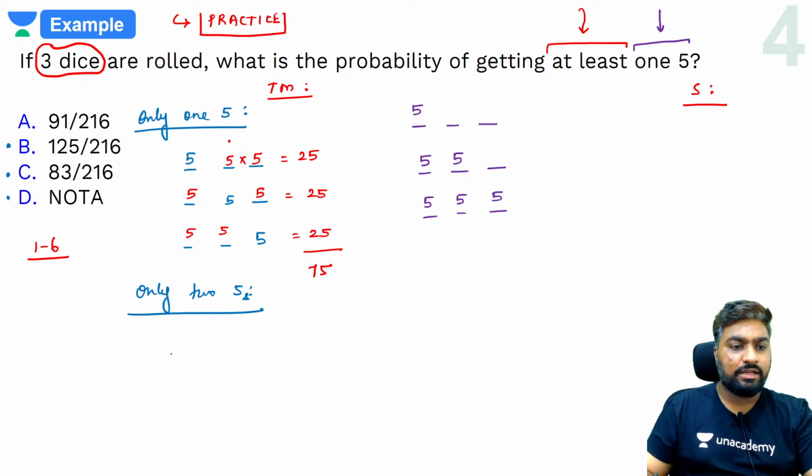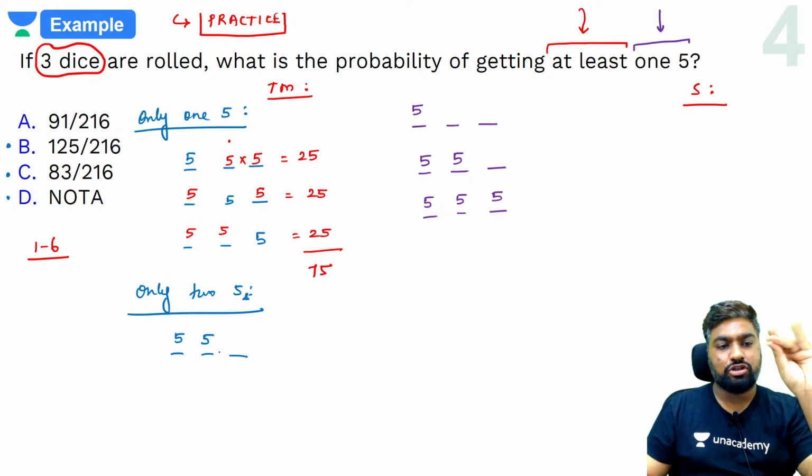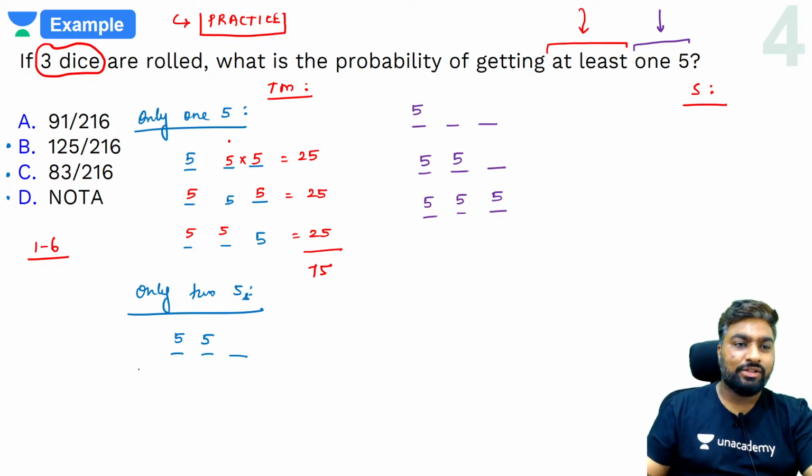That means any 2 places we will have 5. Third place can be any number other than 5: 1, 2, 3, 4, 6, so 5 options, right? So here, instead of going one by one, what you could do is directly go for arrangements.